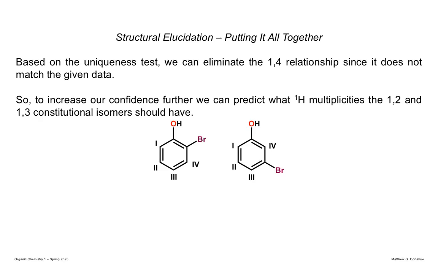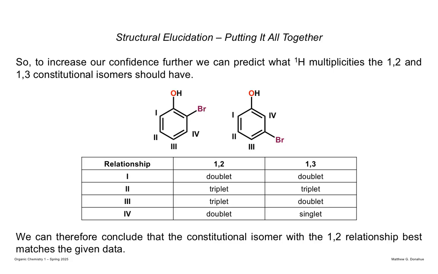And then for the 1,2 and the 1,3, that's when we went around the ring. For each signal, we looked at the neighbor, we assigned the multiplicities. So we said doublet, triplet, triplet, doublet, doublet, triplet, doublet, singlet. And that was the criteria which we compared. So this gives you a summary of that analysis.